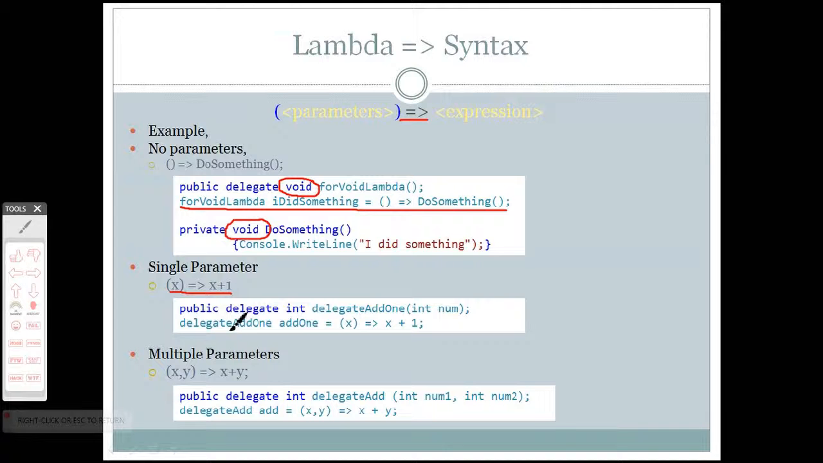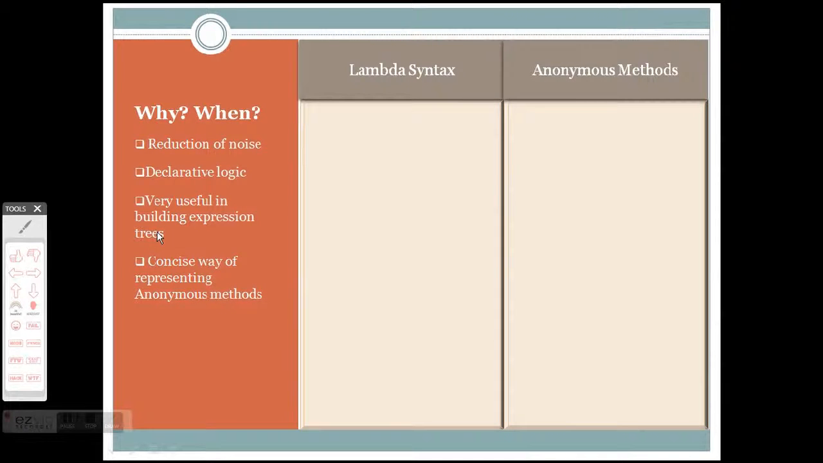If you see, we have the next example for a single-parameter lambda expression. So this is how we instantiate it. x is the parameter, and we want to return x plus 1. So it's very simple. In the case of multiple parameters, we have x, y, and we just want to add x plus y, a very simple, single-line logic. So this was what lambda expressions are, and let's see why and when we need to use them.